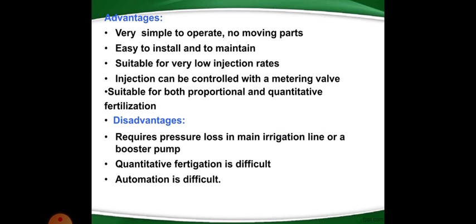Advantages are very simple to operate, no moving parts, easy to install and to maintain, suitable for very low injection rates. Injection can be controlled with a metering valve. It is suitable for both proportional and quantitative fertilization. There are some disadvantages too, and that are requires pressure loss in main irrigation line or a booster pump. Quantitative fertigation is difficult, and the automation is also difficult.